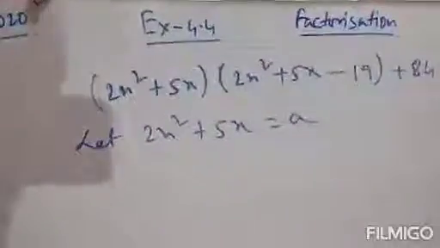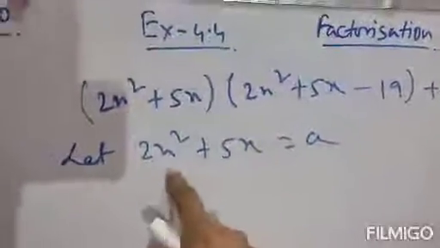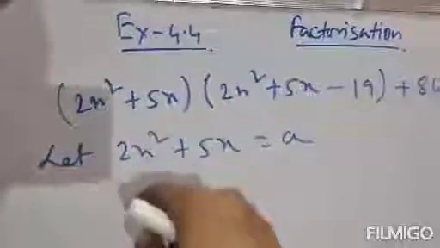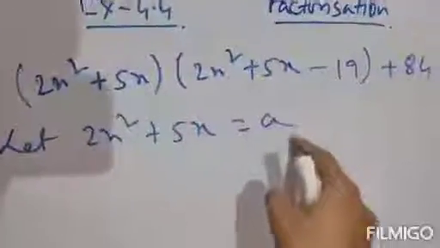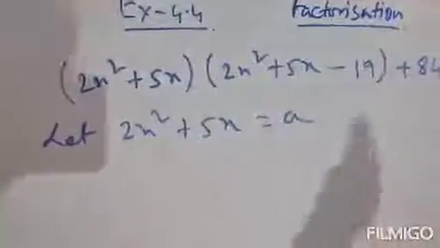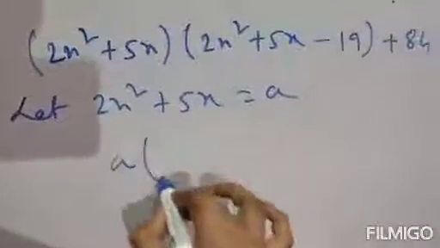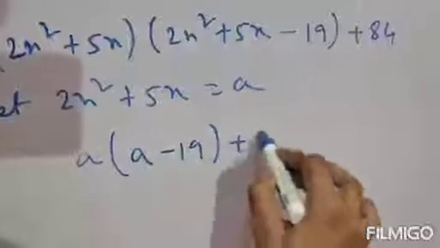Clear? We will not write x here because x is already present, so you cannot take this value equal to x. Except x, take a, b or y, any other one value. Clear? So the equation becomes a square minus 19a plus 84.